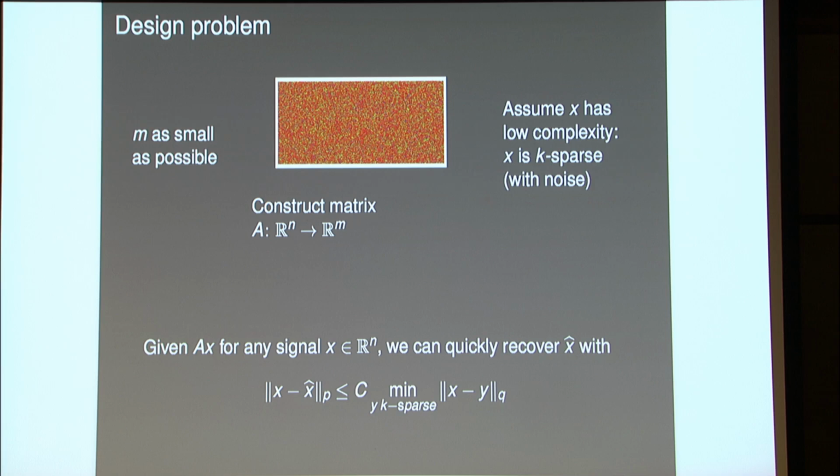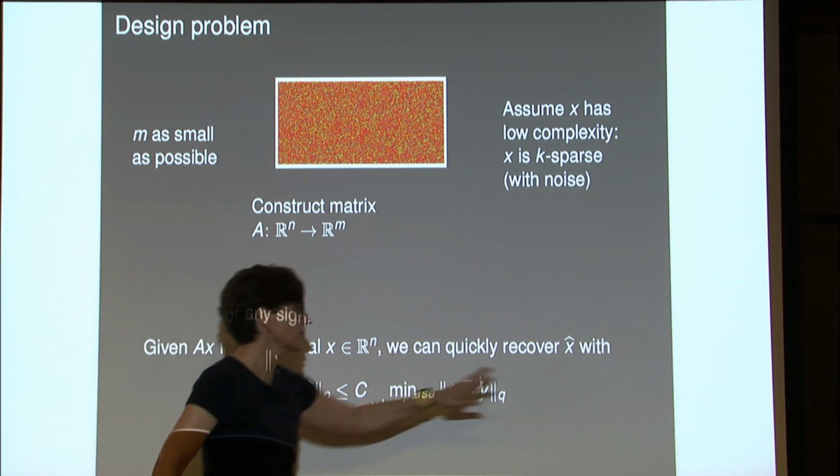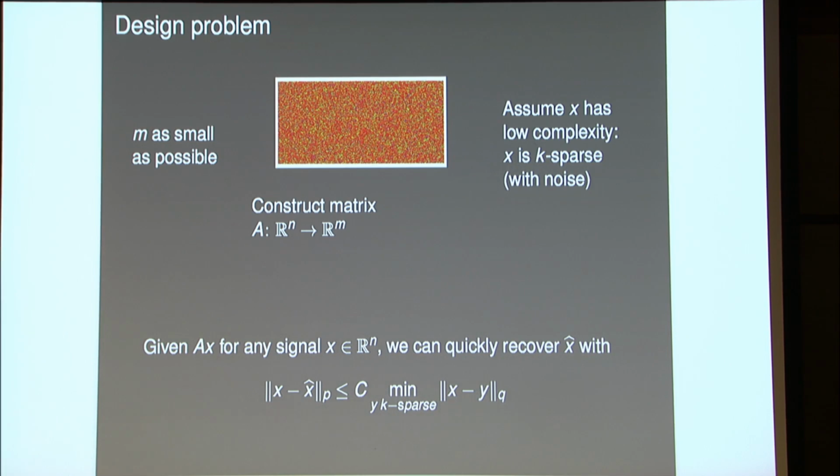You can, for certain values of p and q, or certain values of p. If p equals 2, so you want the best error in L2, then under certain rather technical conditions, if you want this to work for any signal x, one matrix for all signals, then m is roughly the size of n. There's a lower bound.